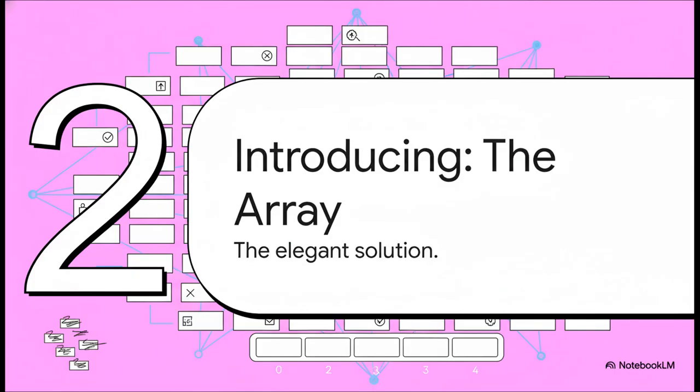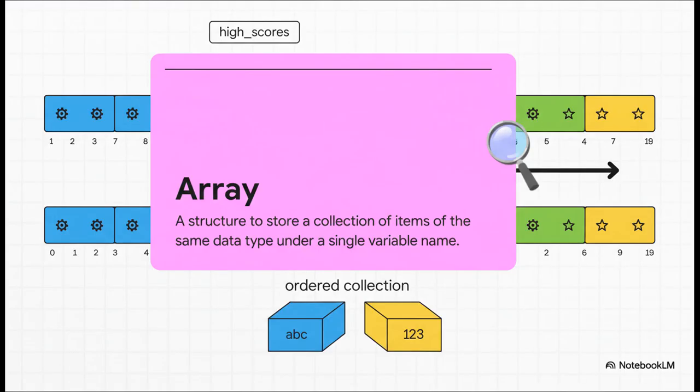Well, you guessed it, that brings us neatly to Section 2, introducing the array. This is the clean, powerful, elegant solution to our messy high-score problem. So what is an array really? It's basically a special type of container. It's a data structure that lets you group a whole collection of related items, like all our high scores, and keep them all under one single variable name. Now, there are a couple of golden rules. All the items inside have to be the same data type, so all numbers or all strings, and they're all stored together in a specific order.